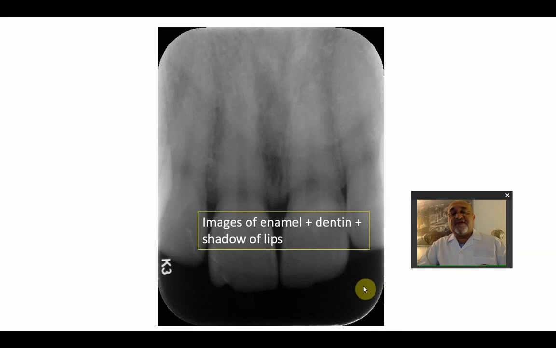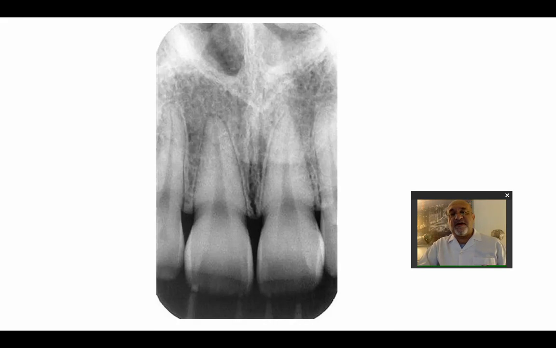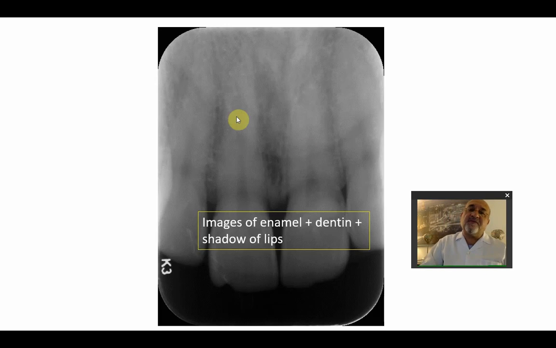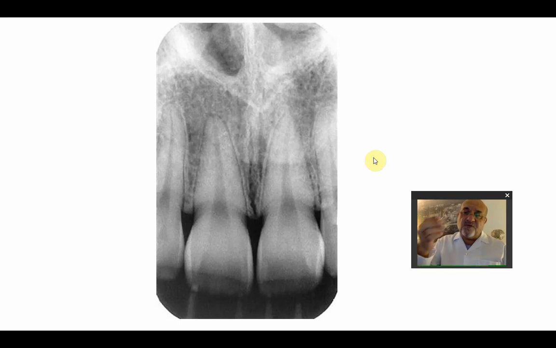While here we see the images of enamel plus dentine plus the shadow of the lip, which again, as we said, will cast a shadow on this area. Another radiograph. This radiograph has shifted toward high contrast if it is compared to this one, which is of a lower contrast. And we will have another lecture about the difference between a high contrast and a low contrast.